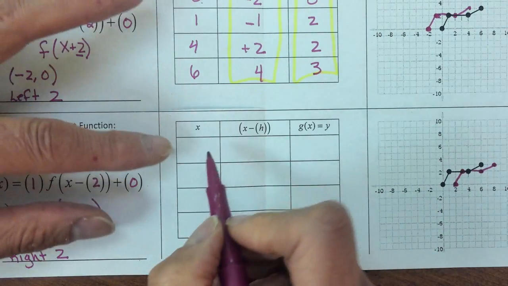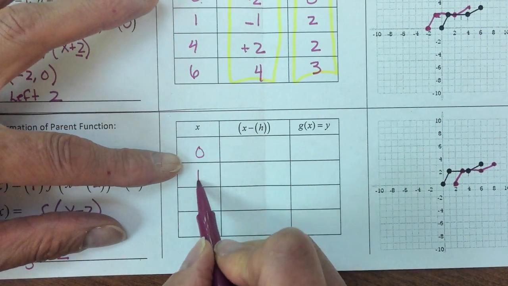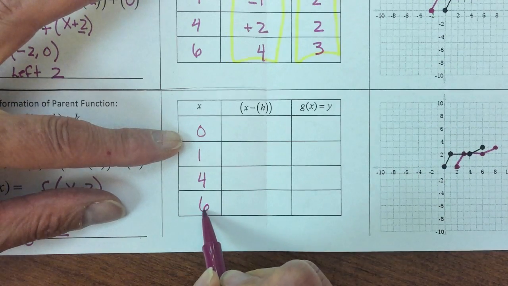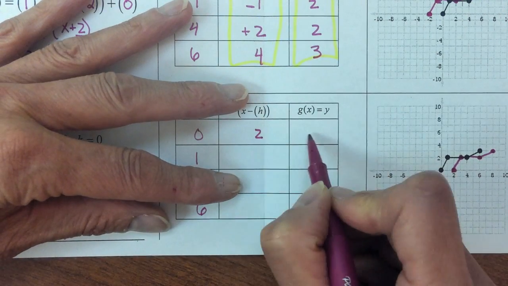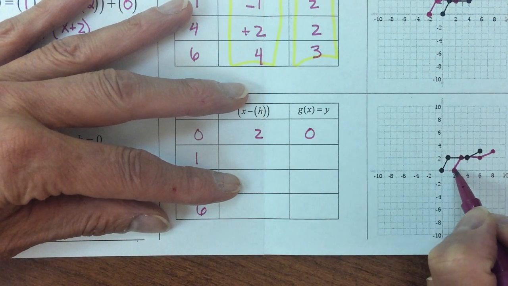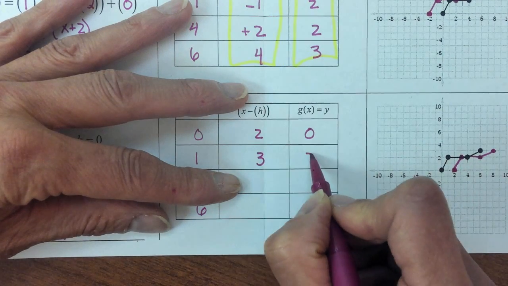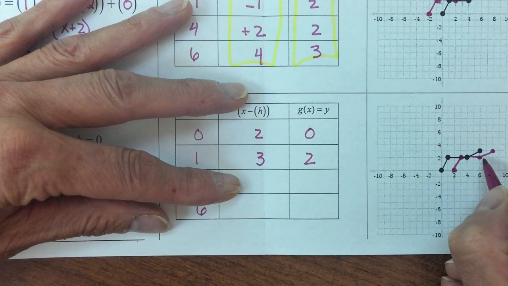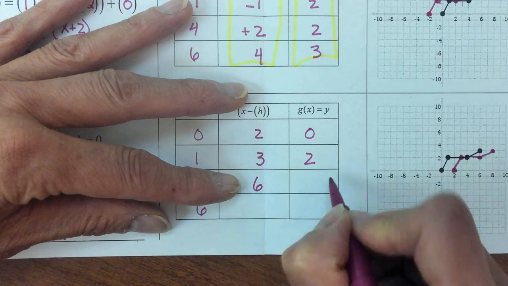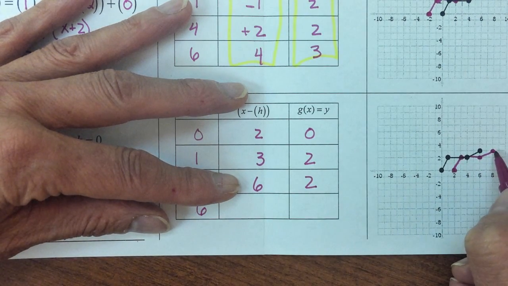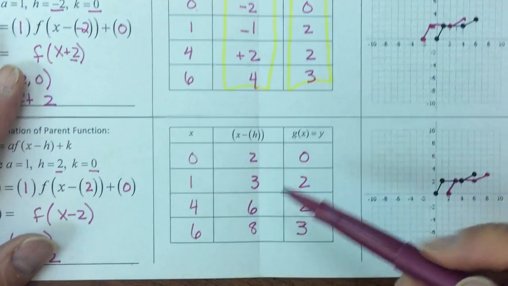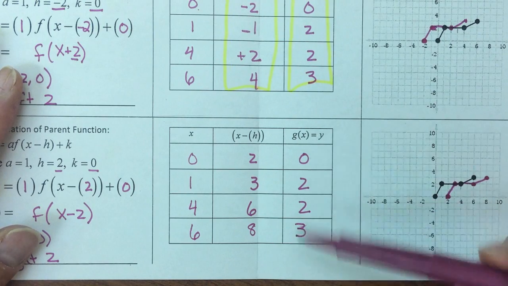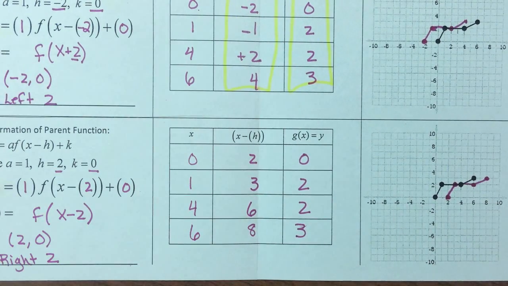So let's go ahead and just fill in our table. Our original was 0, 1, 4, 6. We ended at this point here. Well, what is this? This is 2, 0. This point here is 3, 2. This point here is 6, 2. And then this point here is 8, 3. So you can see the function did not go up and down. Y is up and down. The function only went left or right. So that was our horizontal shift.